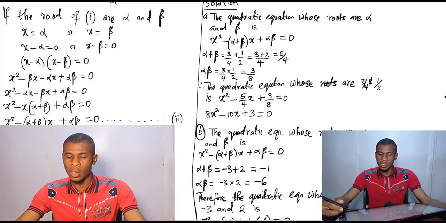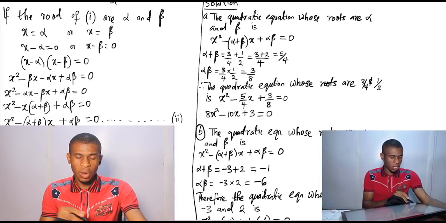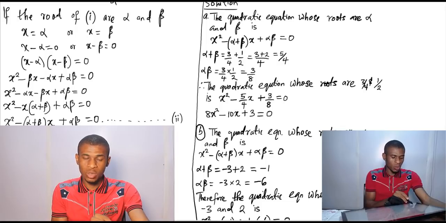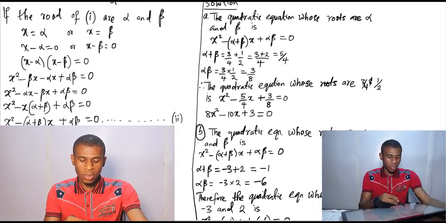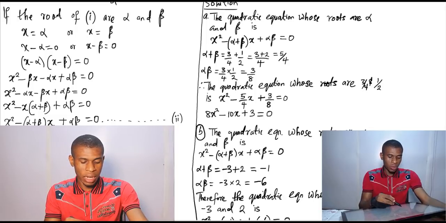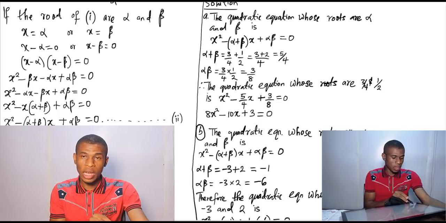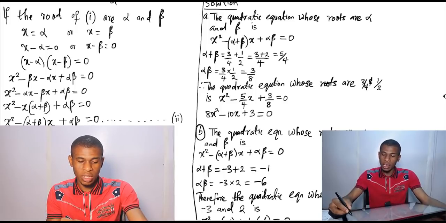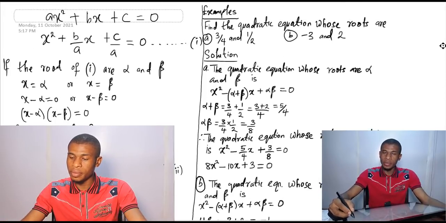But you, being in this class, we go direct using the formula: sum of roots, alpha plus beta, equal to minus b over a, or the product of roots, alpha beta, equal to c over a. Sum of roots alpha plus beta equal to minus b over a. Product of roots alpha beta equal to c over a. Okay?